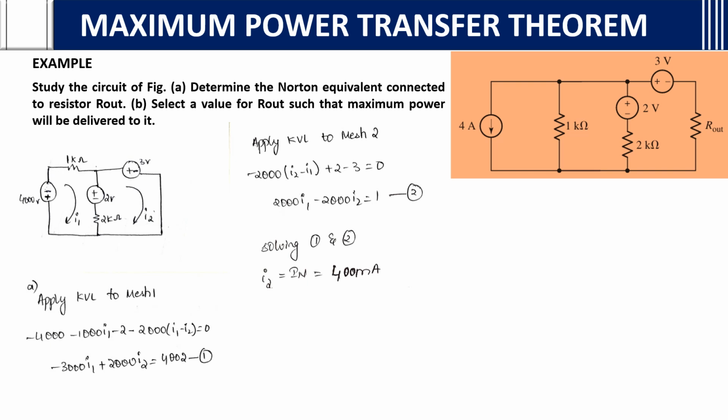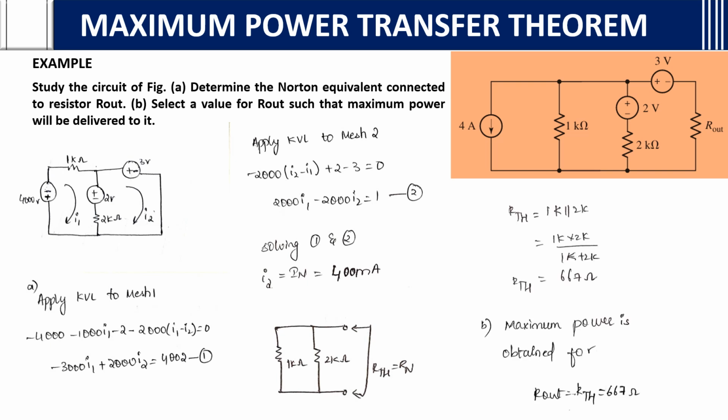After getting this, what do we want? We want the resistance R out. To find the resistance, remove the current and voltage sources by short circuiting them. Then, if you see, 1 kilo ohm and 2 kilo ohm are in parallel. To calculate the parallel resistance, 1 kilo ohm into 2 kilo ohm by 1 kilo ohm plus 2 kilo ohm, we will get 667 ohms.